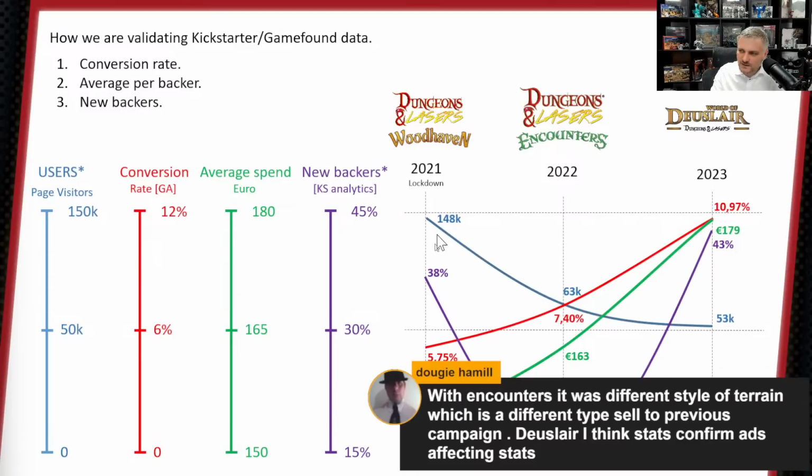So this campaign was backed by only 9,000 backers, so let's say half of them. The other 9,000 backers might be hidden here. That's why they haven't backed Woodhaven, but they're much more interested in the encounters terrain. That could be the answer why it's only 15%.